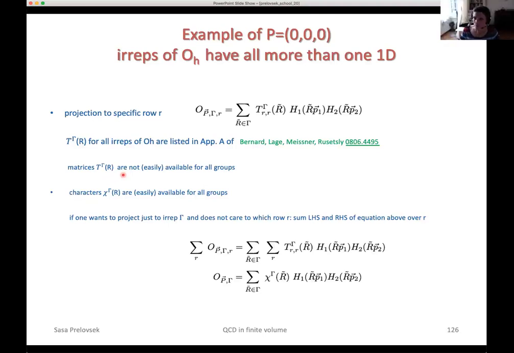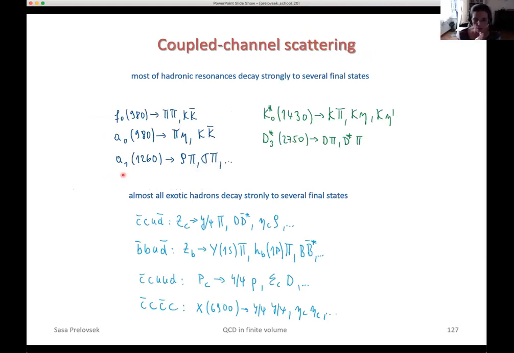Okay, maybe we are back, we can continue. Now to the two remaining topics. So far we considered the rho meson that decays to pi pi, or K star which decays to K pi. But most hadrons are strongly decaying, and most of those decay to more than one channel. Unfortunately, that's the major problem. Lattice has not given all the answers to the hadron spectroscopy questions. That's the reason why we still don't understand the exotic hadrons.